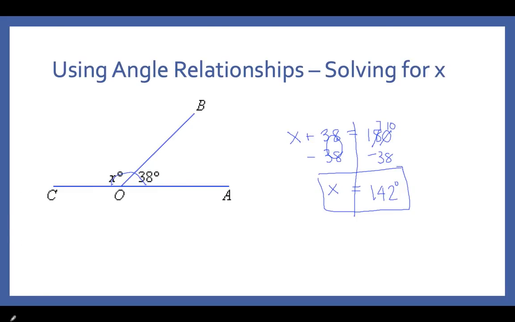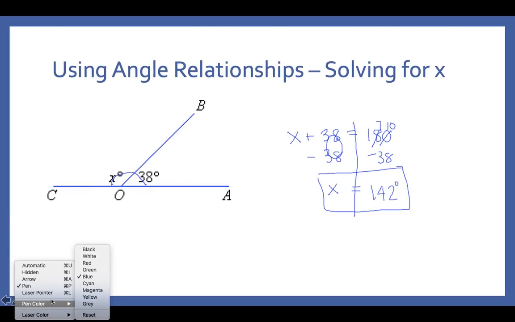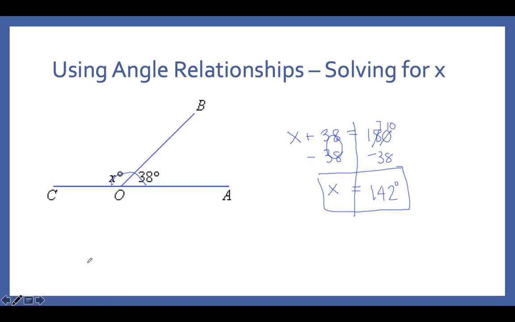I would like you to notice that I can kind of check to see if my answer makes sense. The angle I'm looking for is COB, and if you look at this angle arc, it is an obtuse angle, and 142 degrees is an obtuse measurement. Again, some of you might be thinking, Mrs. Bailey, can I just do 180 minus 38? Yes, but please get used to seeing the equation. On to the next one.